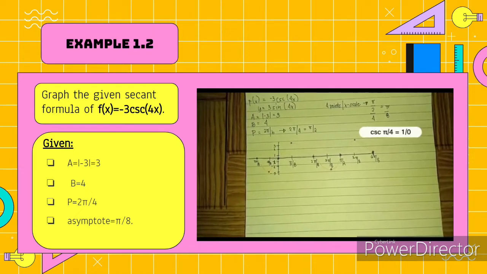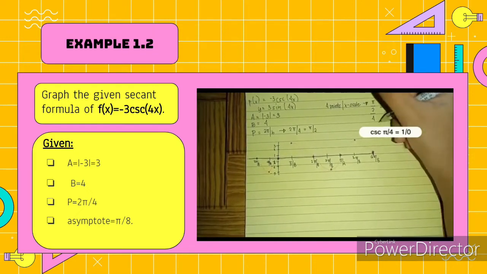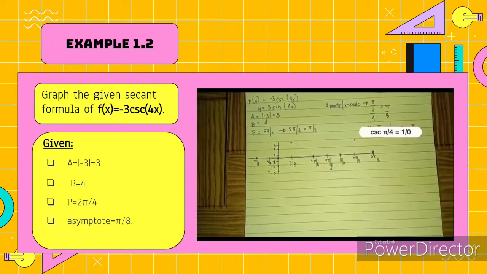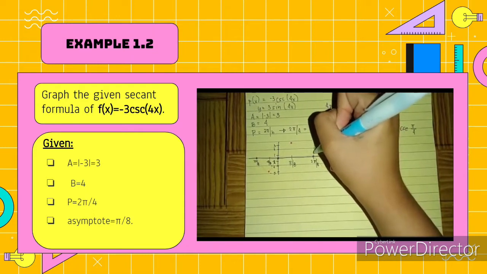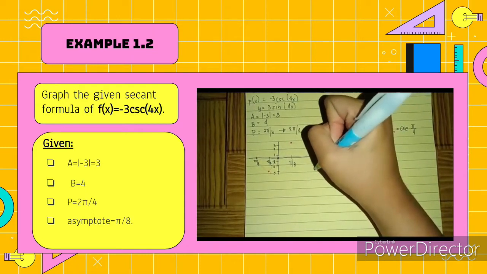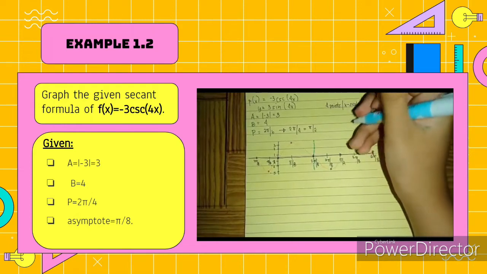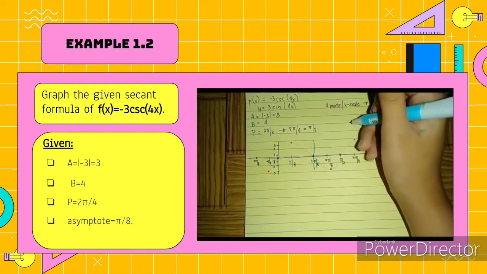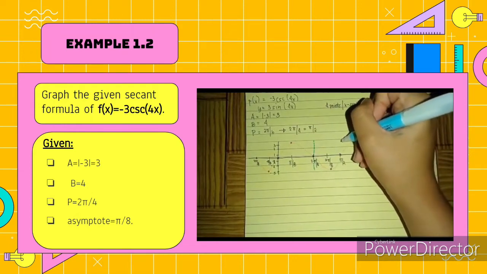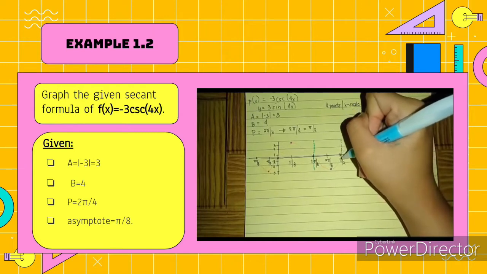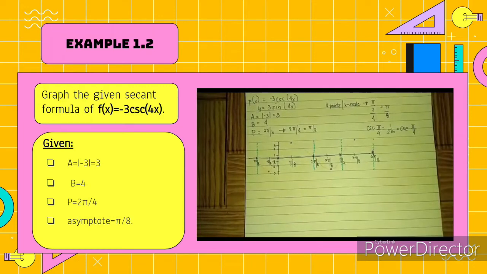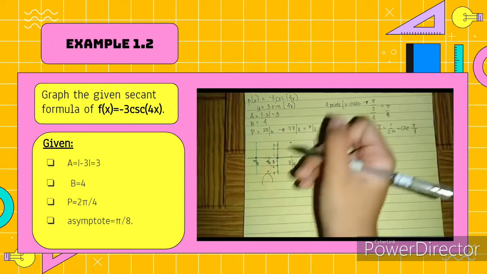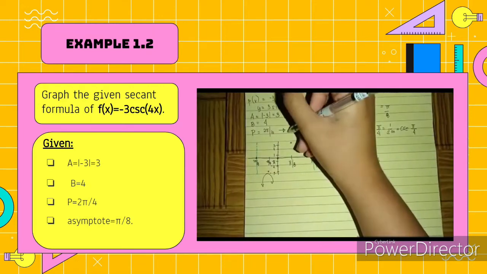In this graph, cosecant of pi over 4 is equal to 1 over 0. Since the value of sine is equal to 0, the value of y is undefined. So therefore, in the cosecant graph, in every x-intercept, we have the asymptotes. To let you know, the blue dashed line represents the asymptotes on this graph. And now, to finish the graph, all we're going to do is to take the max and the min.